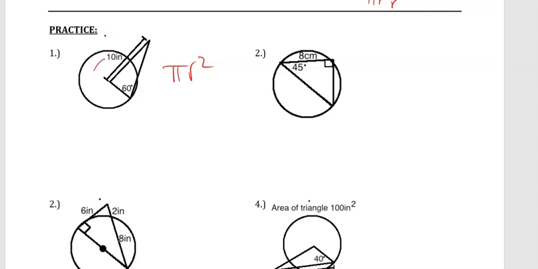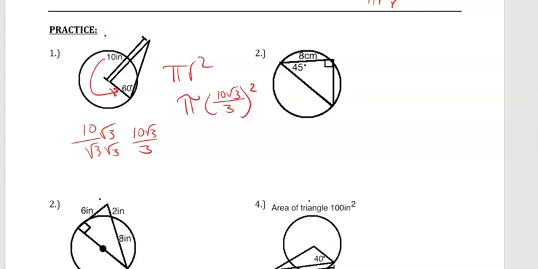So how do we get from here to here on a 30, 60, 90? Divide by rad 3. Fantastic. Divide by rad 3. And that's going to give you 10 rad 3 over 3. And we could just put that into our formula. Pi times 10 rad 3 over 3 squared.